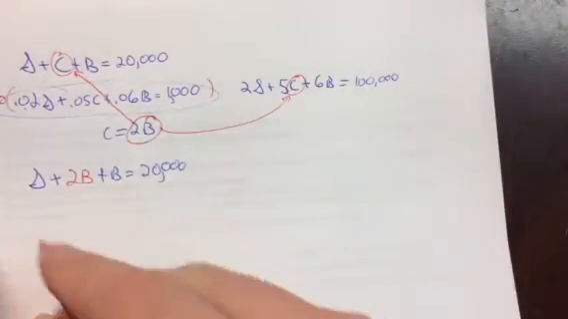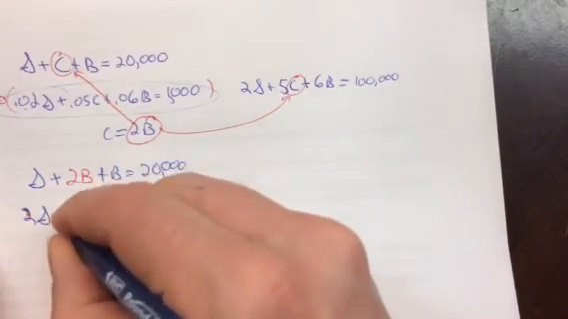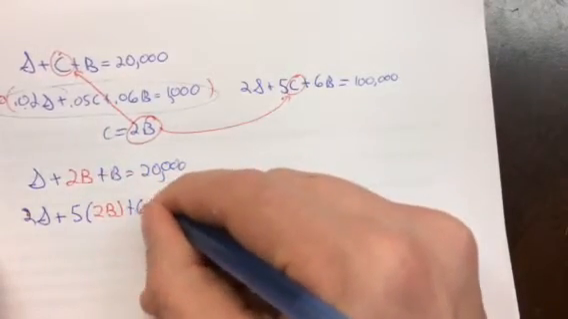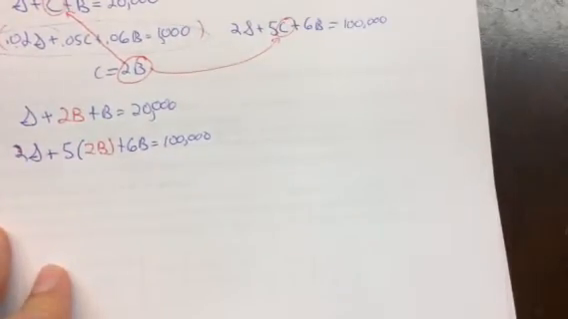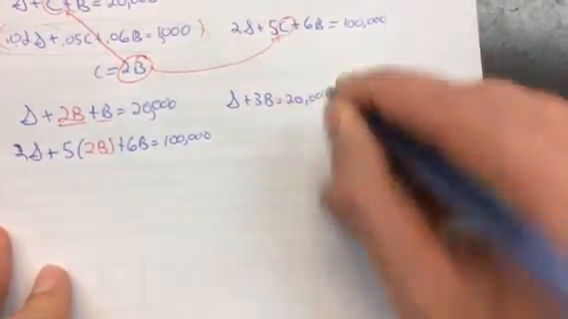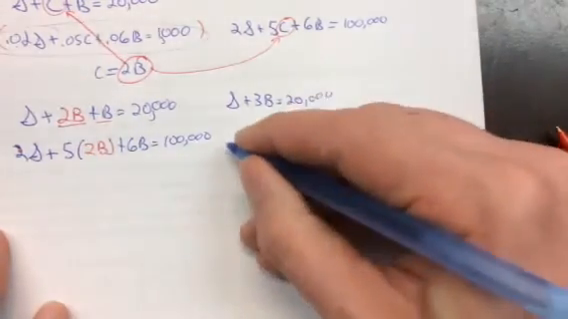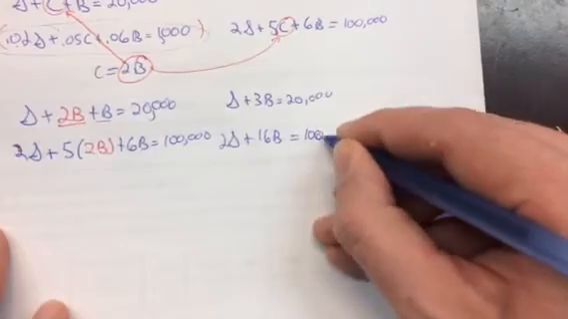Over here we've got 2s plus 5 times, again, c is 2b, so I'm just replacing c with 2b, plus 6b equals 100,000. And this is a system of equations with just 2 variables. I can combine like terms to make it a little bit easier. This is s plus 3b equals 20,000. Here we've got, this is going to be 10 b's plus 6 b's is 16 b's. So 2s plus 16b equals 100,000.